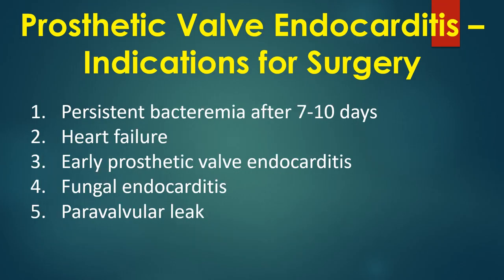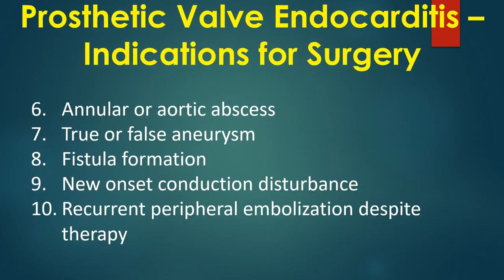1. Persistent bacteremia after 7 to 10 days. 2. Heart failure. 3. Early prosthetic valve endocarditis. 4. Fungal endocarditis. 5. Paravalvular leak. 6. Annular or aortic abscess. 7. True or false aneurysm. 8. Fistula formation. 9. New onset conduction disturbance. 10. Recurrent peripheral embolization despite therapy.